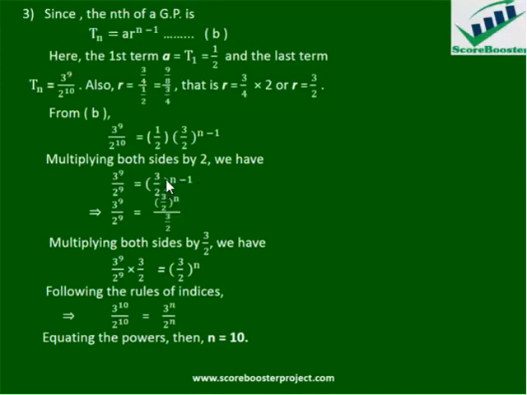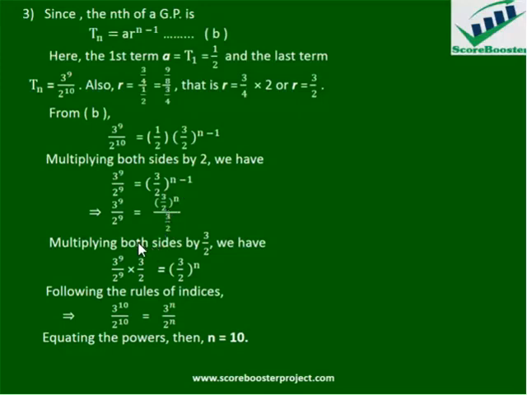So here we take this back to its original form. We said according to the rule of indices, a raised to the power m over a raised to the power n is a raised to the power m minus n. So (3/2) raised to the power n minus 1 can be written as (3/2) raised to the power n divided by (3/2) raised to the power 1. So if you bring it back to this form, we have (3/2) raised to the power n minus 1. So we'll take it back to the original form and we have this.